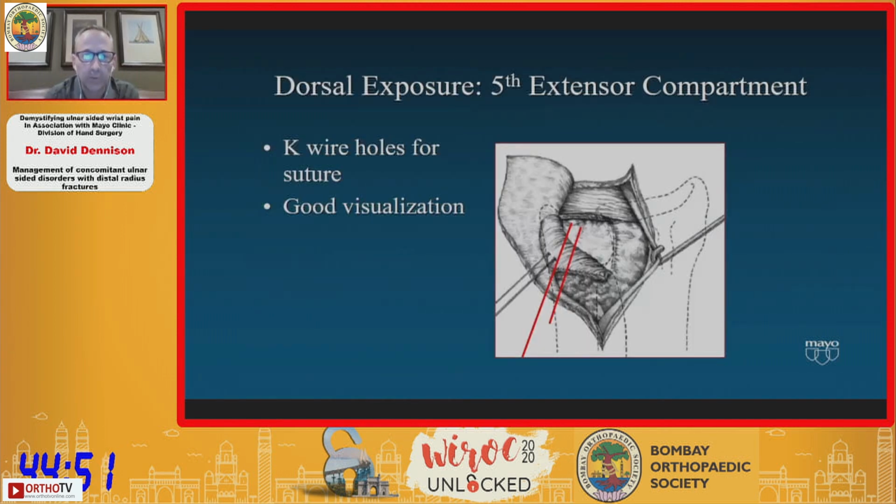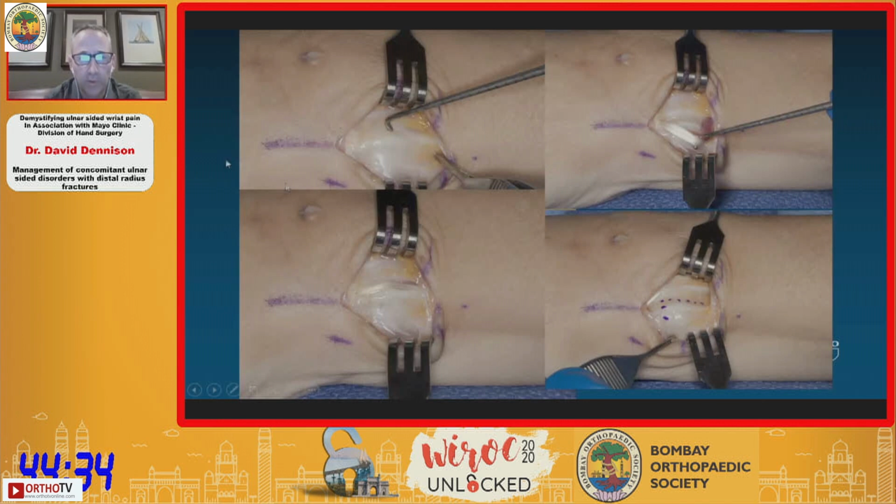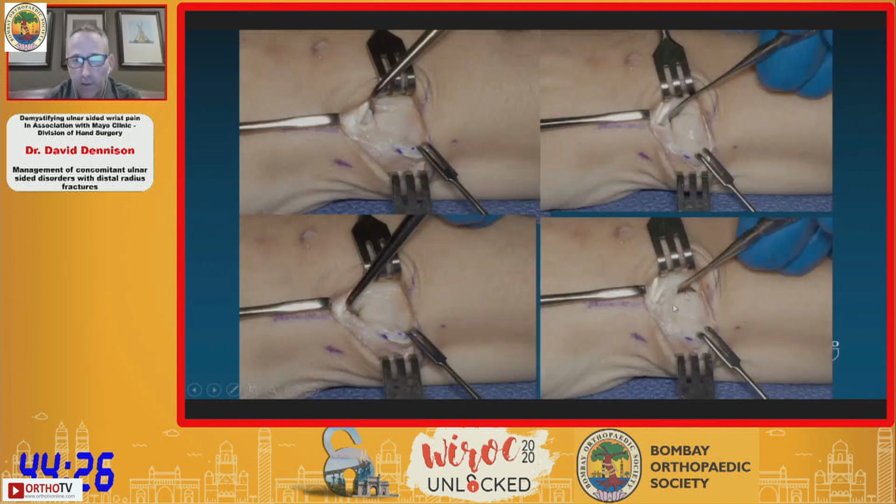More commonly, we will do a dorsal exposure through the floor of the 5th compartment with K-wire holes through the ulna and into the fovea, and then using sutures through the TFC and then back through the bone tunnels, which are the red lines here. It allows good visualization of the joint. This is an example with the fingers to the left, elbow to the right, 5th compartment. We can find the tendon, pull it aside. Here's our capsulotomy with the tendon pulled aside. We can explore the DRUJ here.